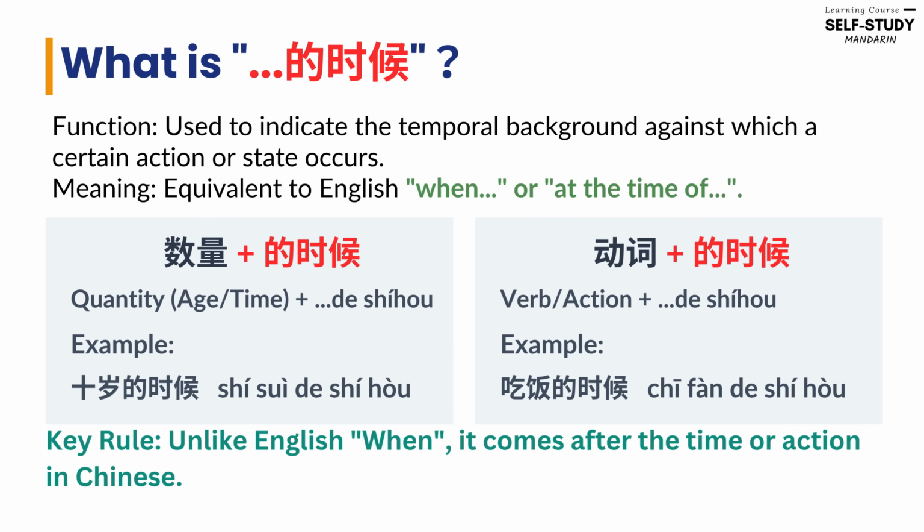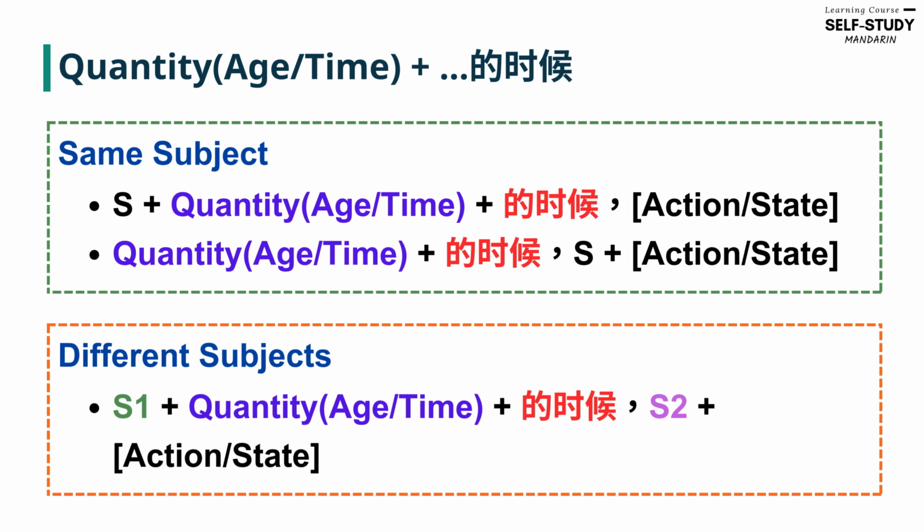First, quantity, like age or time, plus 的时候. For example, 10岁的时候, when I was 10 years old. Second, verb or action, plus 的时候. 吃饭的时候, when eating or at the time of eating. But here is the key rule you must remember. Unlike English, where when comes at the beginning of the phrase, in Chinese, 的时候 always comes after the time or the action. Let's dive deeper into our first structure, quantity, like age, plus 的时候.